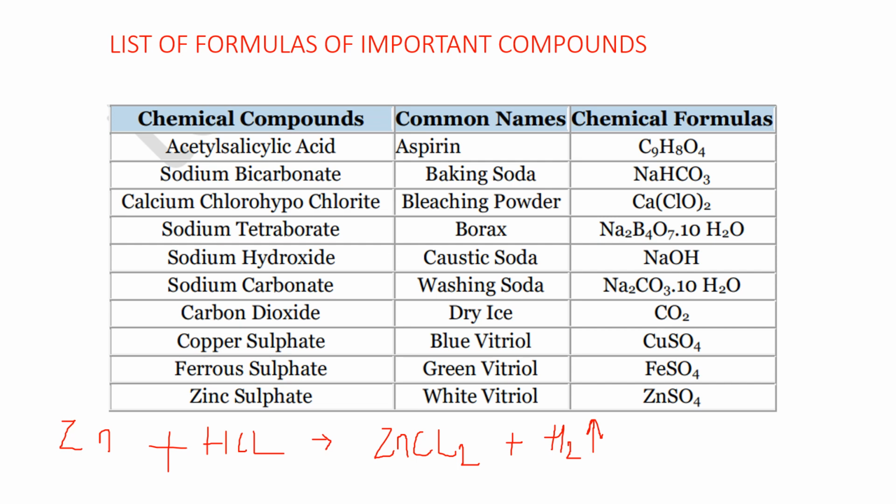Then we have washing soda. Then dry ice, which is carbon dioxide. This is very famous and always asked in the syllabus. Dry ice is written as CO2, the common name is dry ice, and the chemical compound name is carbon dioxide. Similarly, we have sodium tetraborate also.